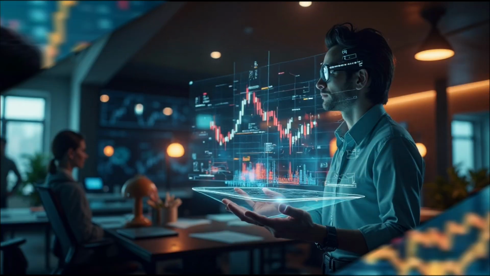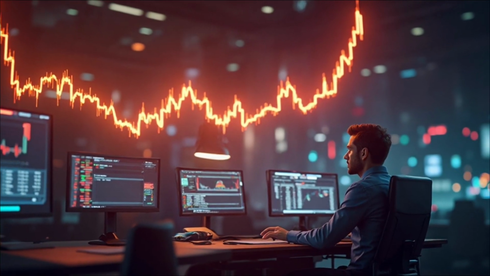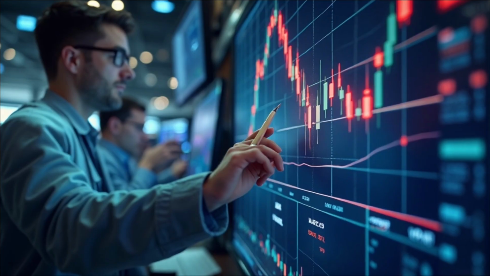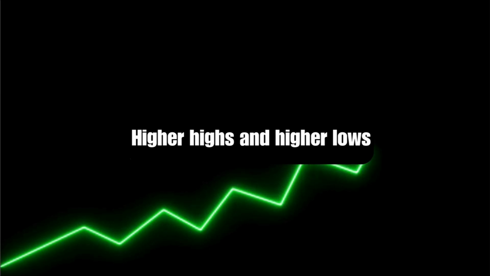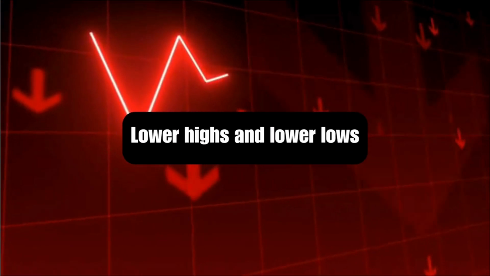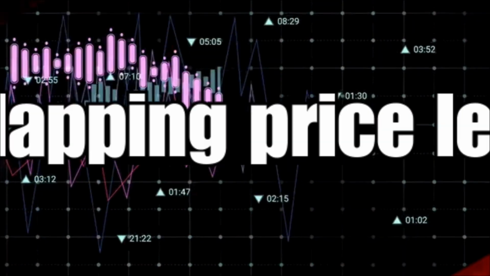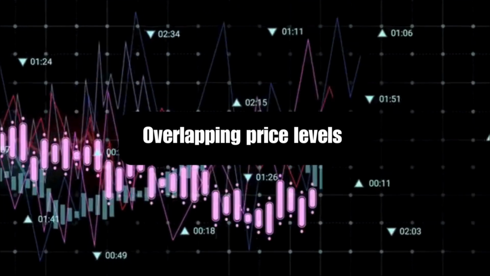Market structure is your navigation system. It doesn't just tell you where price is right now. It gives you a clear picture of where price has been, where it's likely to go, and the path it might take to get there. For day traders, that navigation comes from understanding how highs and lows are forming. Higher highs and higher lows equals uptrend. Buyers are in control. Lower highs and lower lows equals downtrend. Sellers are in control. Overlapping price levels equals range-bound market. Neither side is winning, and price is coiling before breakout.